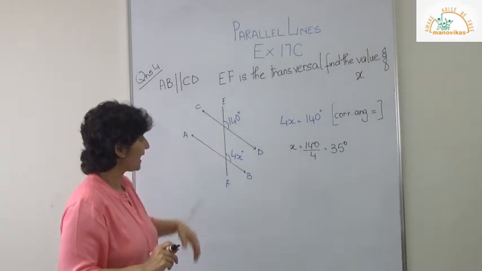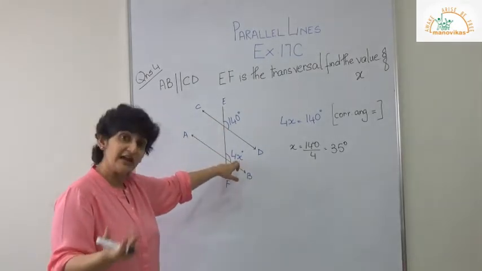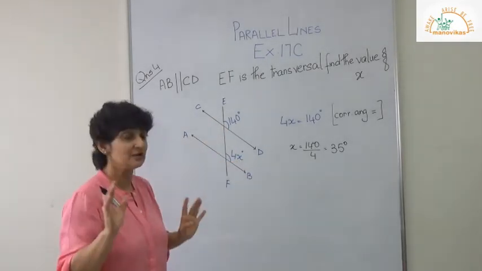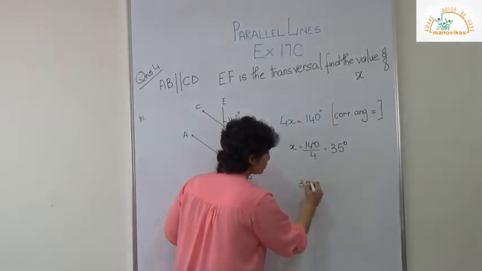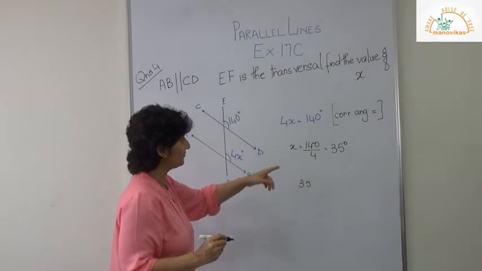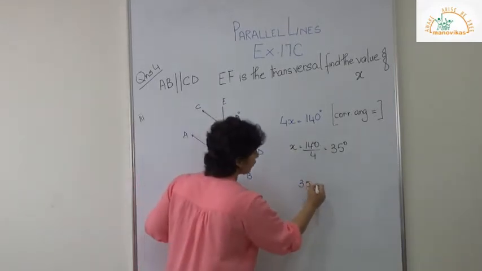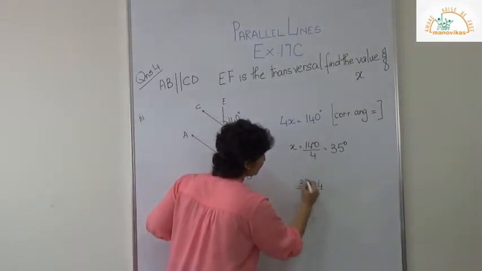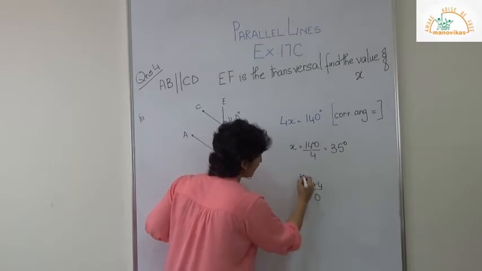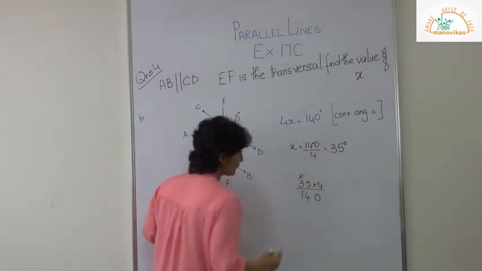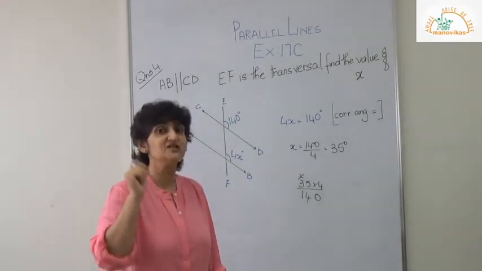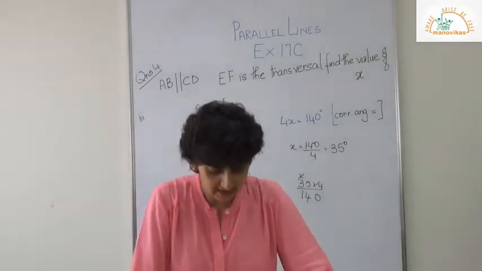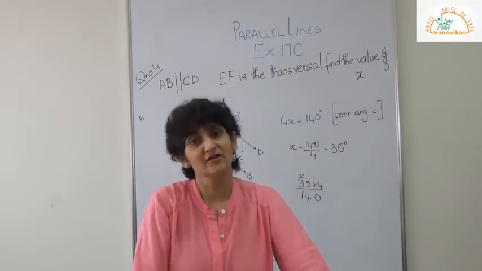So what is your angle here? 35 into 4, right? It should be equal to 140. Just check. You needn't do that. But just to confirm, 35 into 4. That is 4 5s are 20, 3 4s are 12, 13, 14. Correct? 140 here, 140 here. So that means you know your answer is right. Let's move on to question 5.